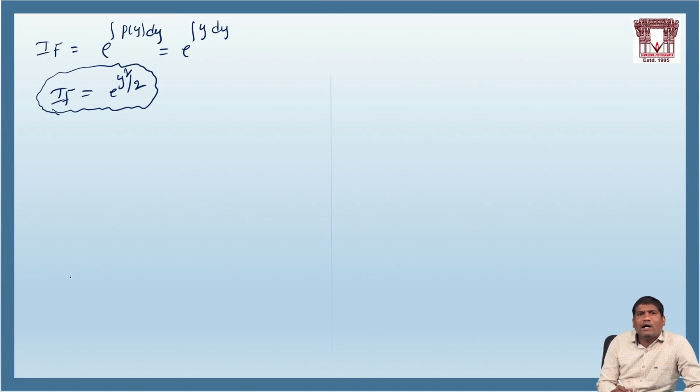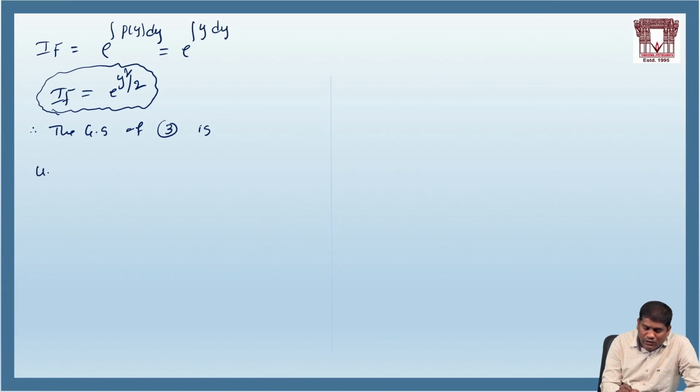Now we have to write its general solution. Here the dependent variable is u, so the general solution of the linear differential equation 3 is u into integrating factor is equal to the integral of the right hand side function q of y into integrating factor into dy, plus c.